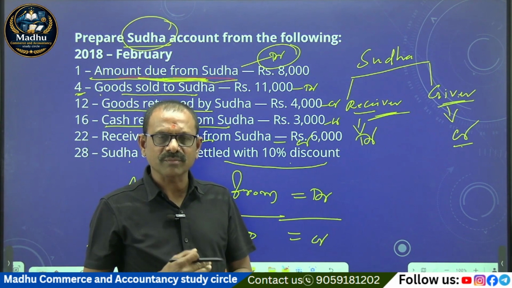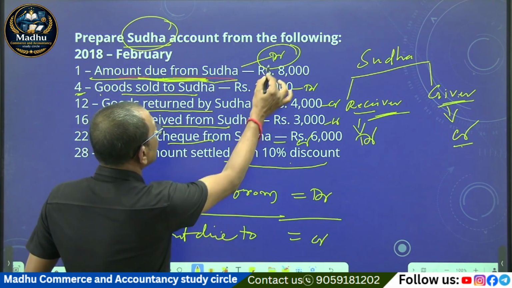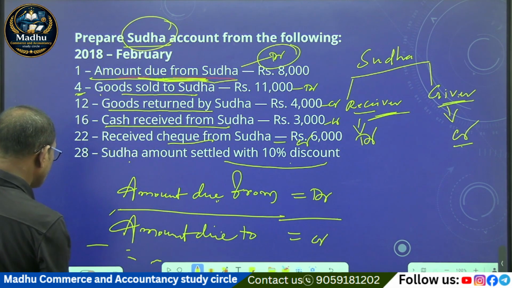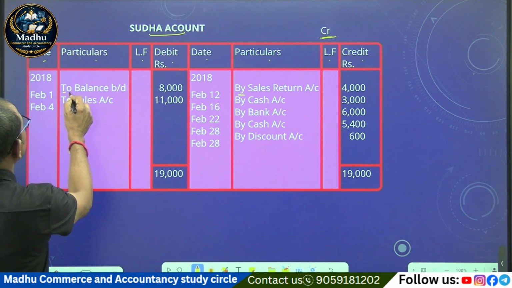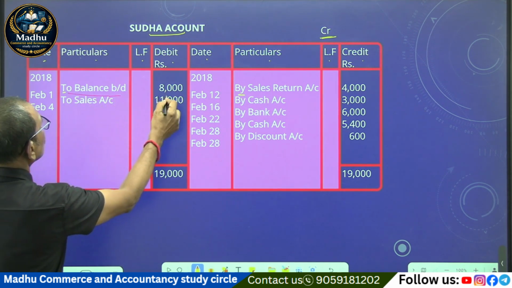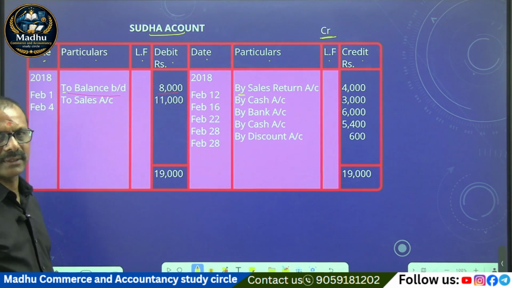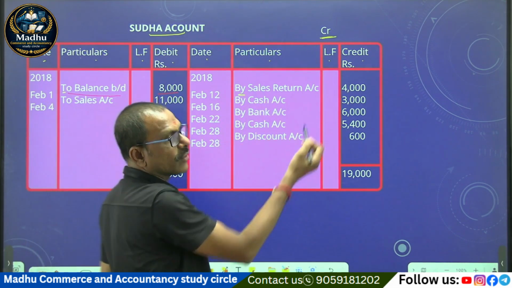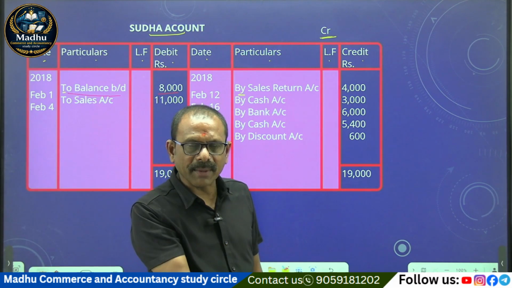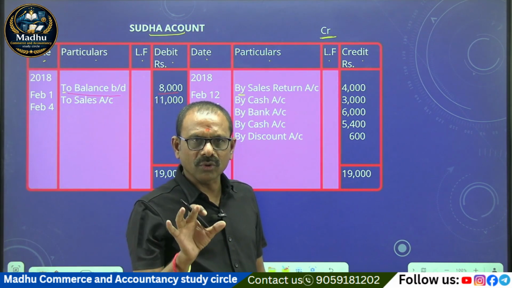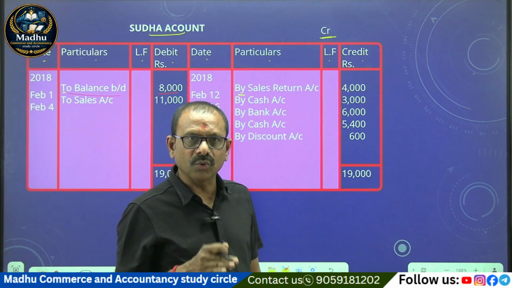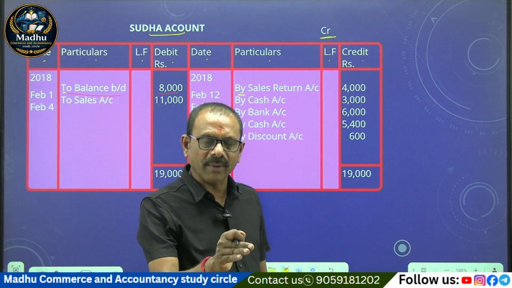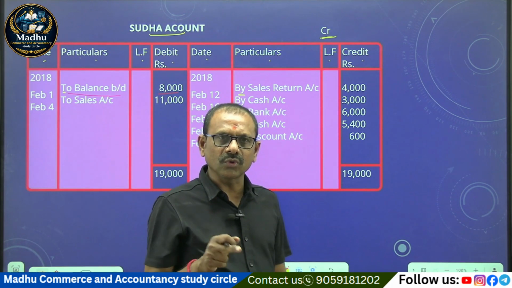We have to receive from Sudha and which side balance here? Debit side balance. You see this one. So here To balance brought down 8,000. If amount due to means By balance brought down అని credit side రాయాలి. So credit side By balance brought down बोल के लिखो. Amount due from बोले तो आने का है. Amount due to बोले तो जाने का है. Amount due from means we have to receive. Amount due to means we have to pay.